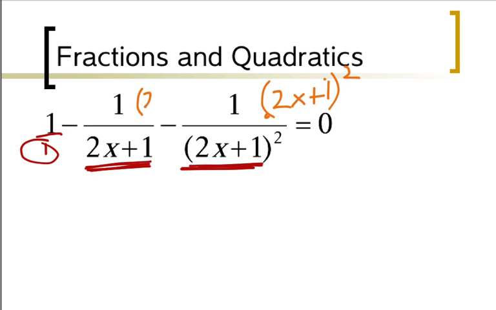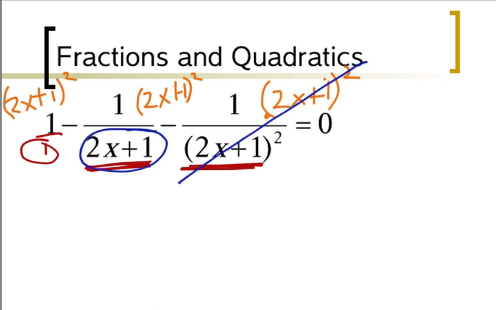So times this one by 2x plus 1 squared, and finally times the 1 by 2x plus 1 squared. Again, it looks really complicated, and it starts off that way, but it'll work out really nice. So now what happens is my fractions go ahead and bust. So these are gone, and then one of the 2x plus 1's here cancels out with the 1 on top, and then this one multiplies.